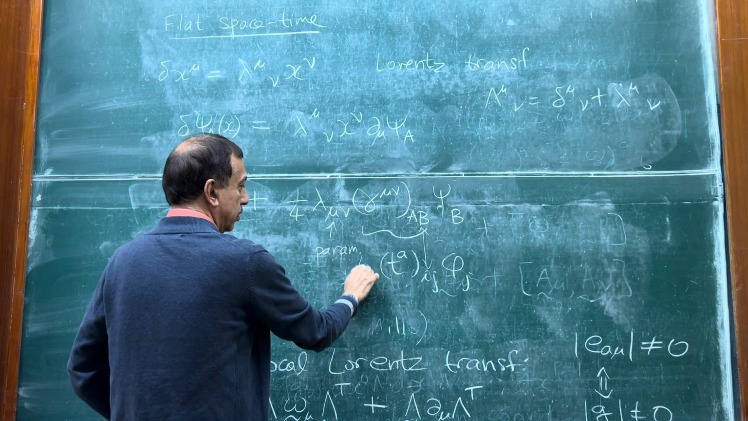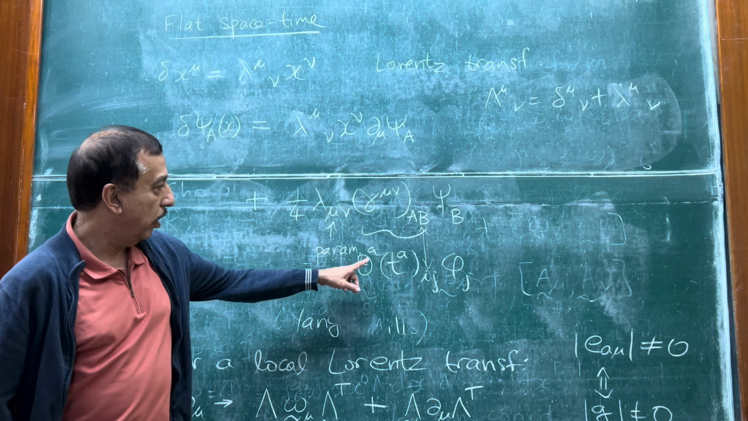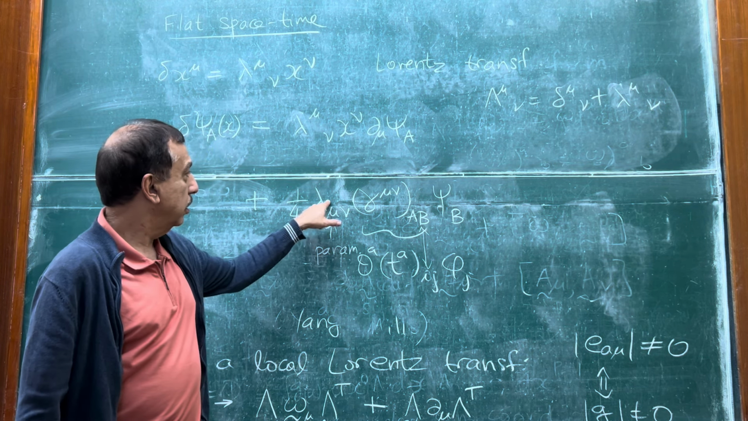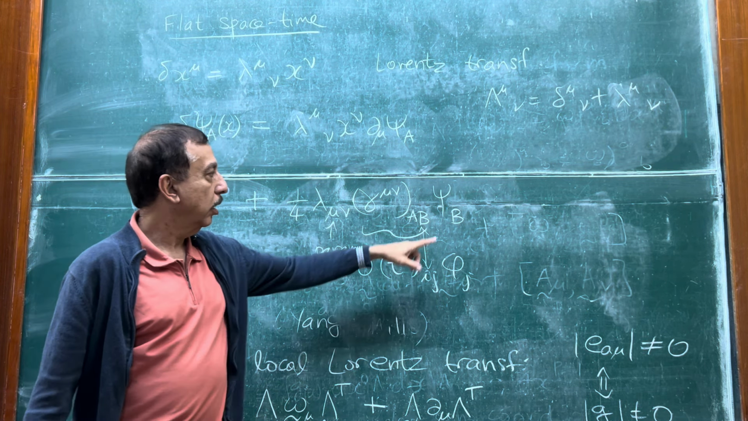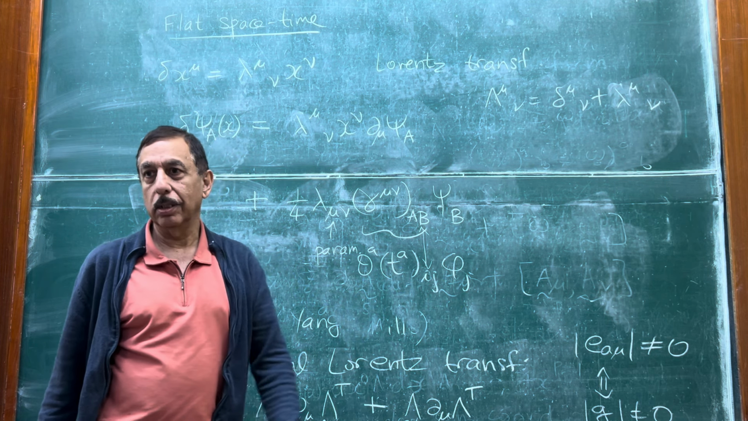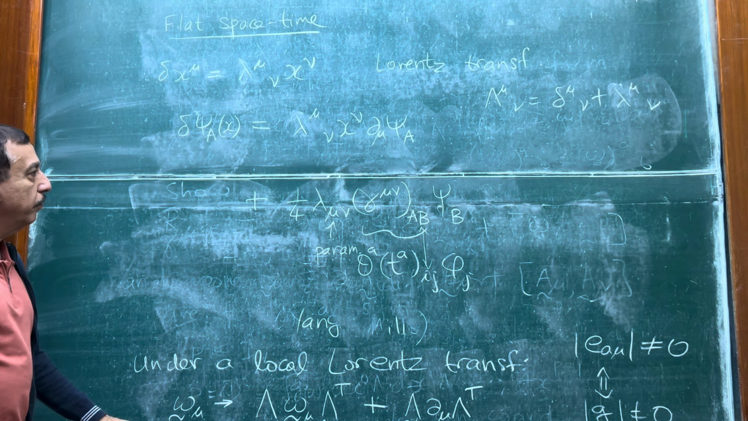So you can say this is like theta. In gauge theory you have theta A, T A. So these are the theta A, these are the T A. And together they must act on the vector.